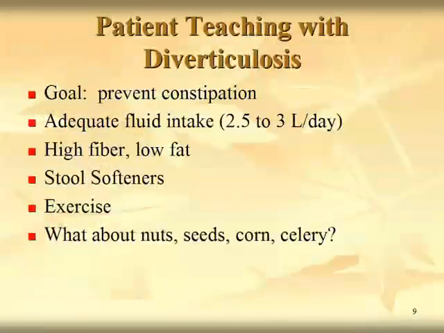Some teaching to do with the patient that has diverticulosis is to try to prevent constipation, with adequate fluid and fiber, keep the fat low in the diet, use stool softeners, and exercise daily. Foods such as nuts, seeds, and corn can become trapped in the diverticula and trigger inflammation. So some patients are advised to avoid eating these types of foods. It's kind of a controversial point. Some research says yes, this can cause inflammation and some poor sequelae, and others say not so much. So it depends on the source that you actually look at.